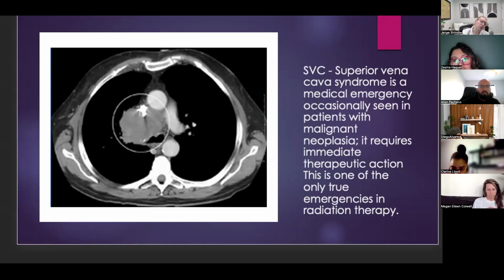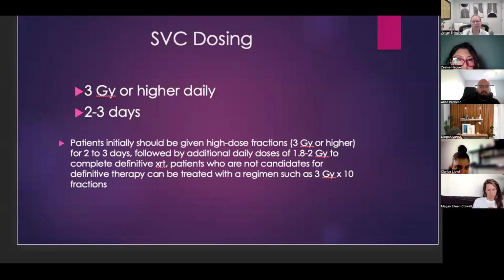Again, this is one of the true emergencies in radiation. The dose for these is 3 gray or higher daily, 2 to 3 days. I'm saying 2 to 3 days, and that's because initially you give a very high dose for 3 days. They're very radiosensitive. We do a really good job in radiation shrinking these, but basically it's going to sit right there on their airway. They're gonna have a hard time breathing. They're gonna have a hard time laying down.